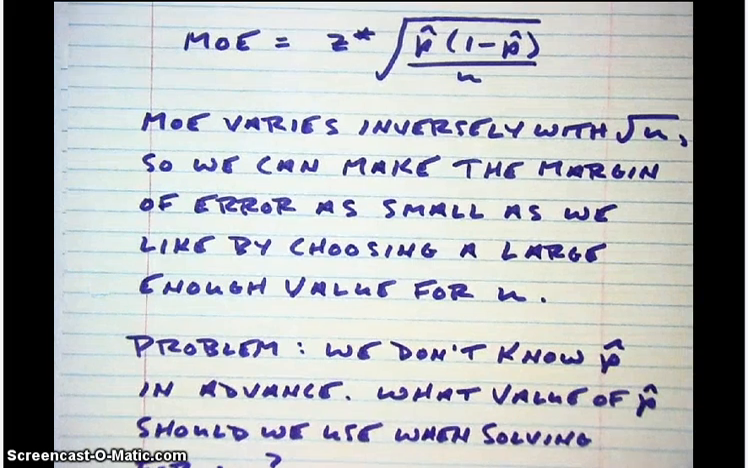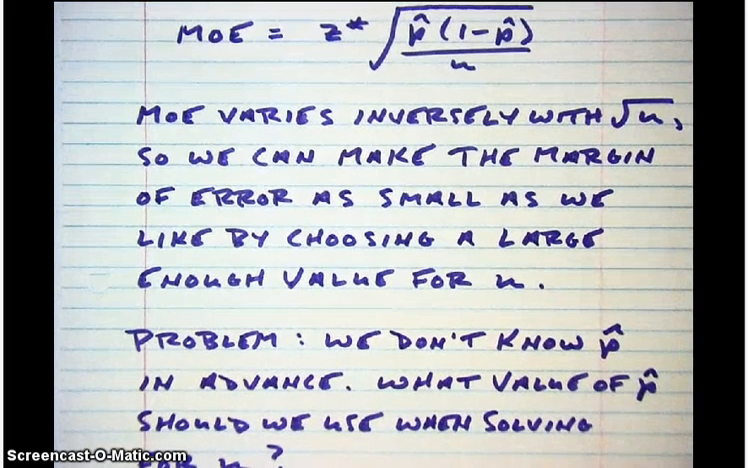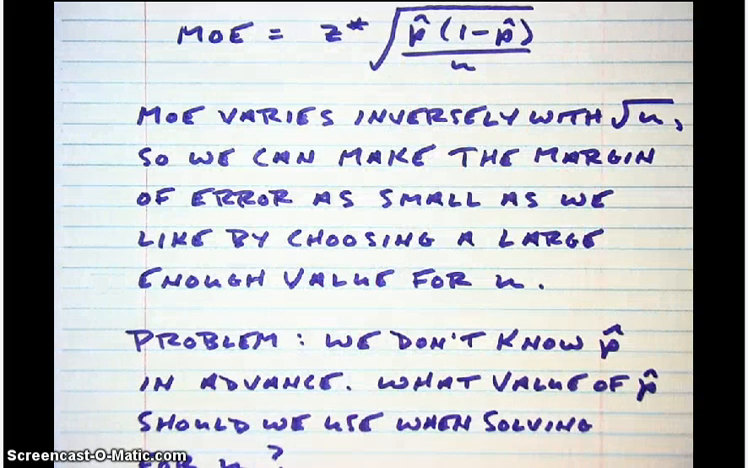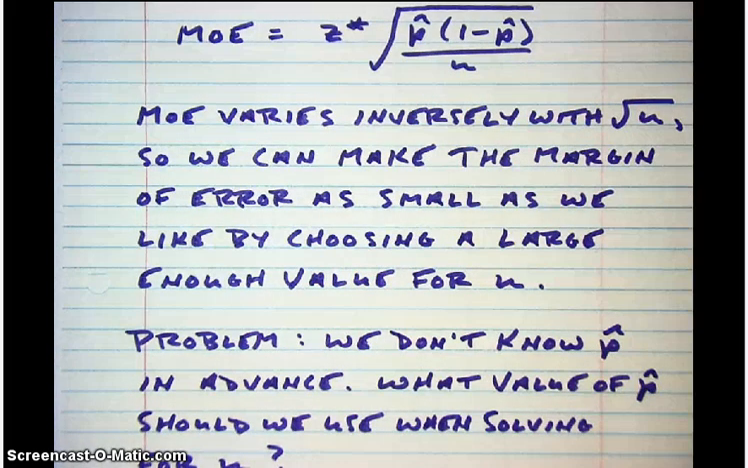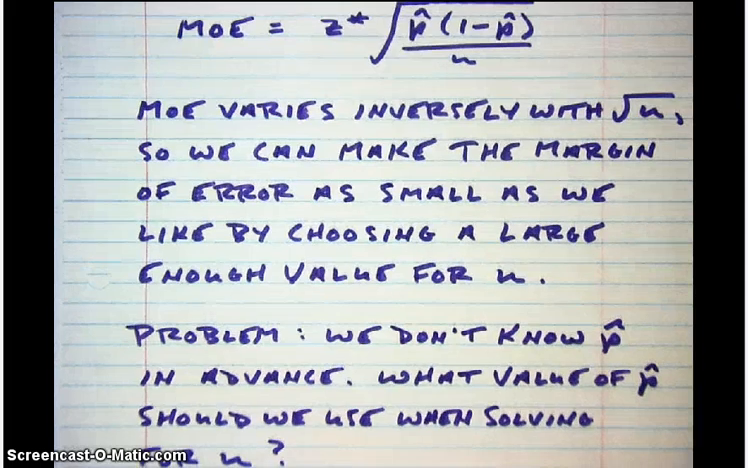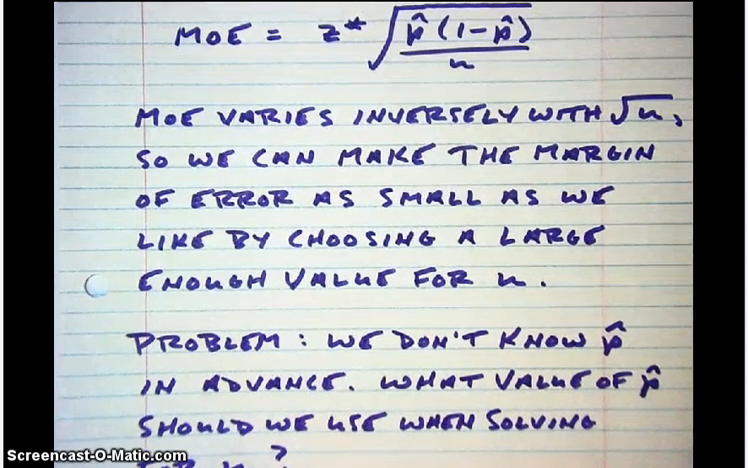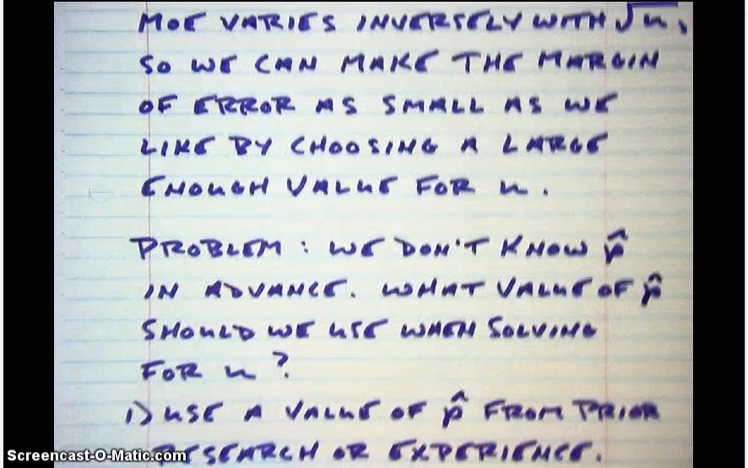Okay, there's one problem with this though. In this formula right here, we need to use p hat, but we can't find p hat until we've drawn the sample. So we're not going to know what p hat is before we draw the sample, and so we're not going to be able to make the sample size decision without that information. So we've got a problem there. We need to have a value of p hat in order to plug in there so we can solve for the value of n that we need. And there are two things we can do.